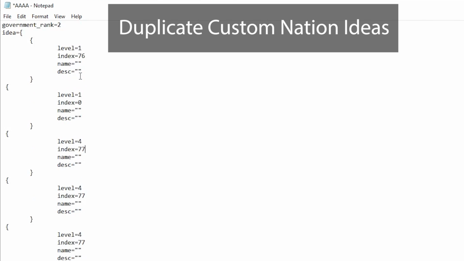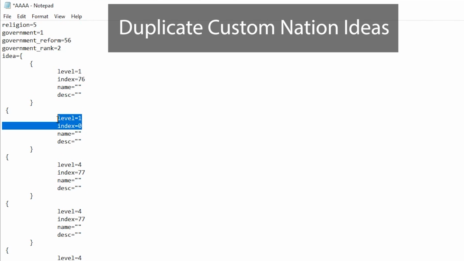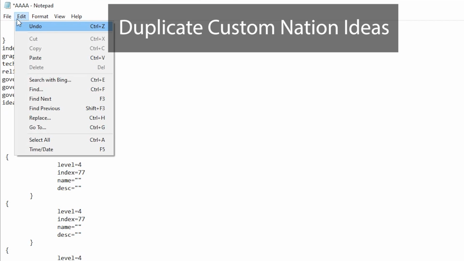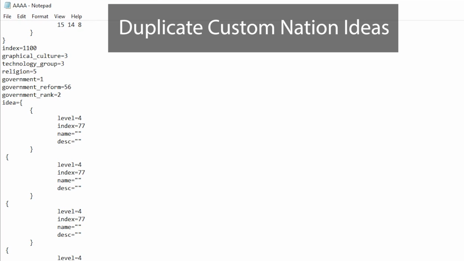All right, we've identified that discipline is index number 77. So I'm going to duplicate that for all of these. Once you've changed the index for all of your ideas, go ahead and hit save and then go back to EU4.